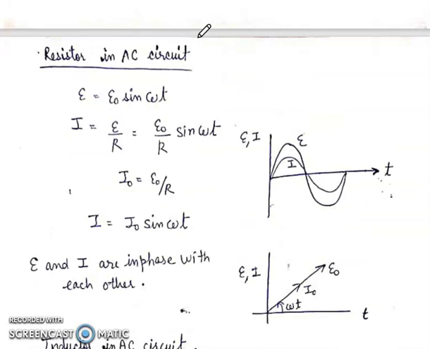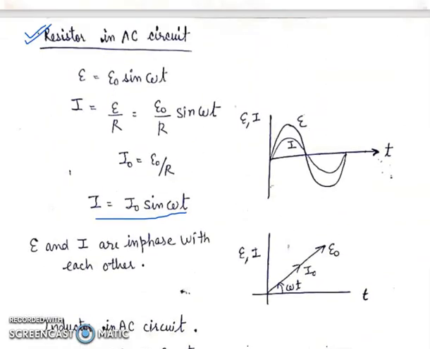Resistor in an AC circuit. When only a resistance is connected in an AC circuit, then E will be equal to E naught sine omega t, current will be E by R, E naught by R sine omega t, E naught by R is I naught, so I is equal to I naught sine omega t. Both E and I are in phase with each other. There is no lag between current and EMF when only a resistor is connected in AC circuit.